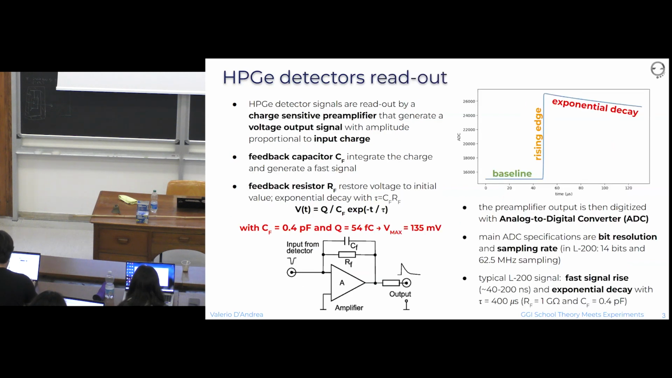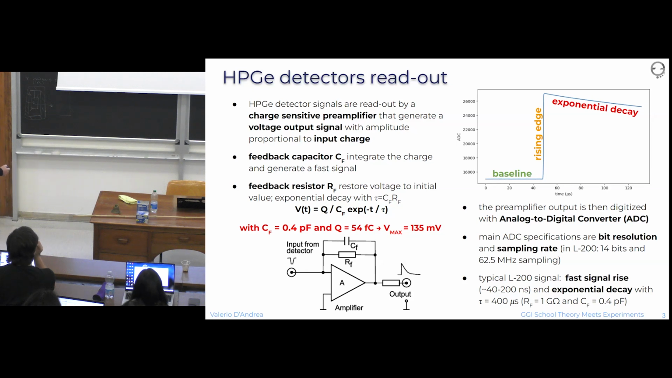Okay, I move to this part that is more connected to what I'm proposing. In this slide, I'm trying to explain how we pass from the signal that is produced by the detector to the data that I'm giving to you. Basically, the detectors are usually read out by an electronics circuit called a charge-sensitive preamplifier, that is shown here. This is a sketch of a preamplifier. In reality, it's more difficult than this.